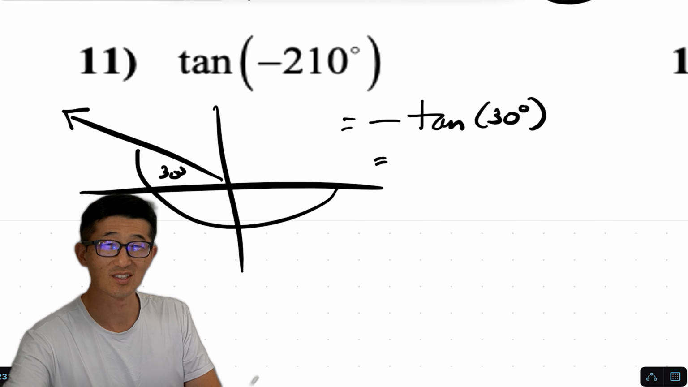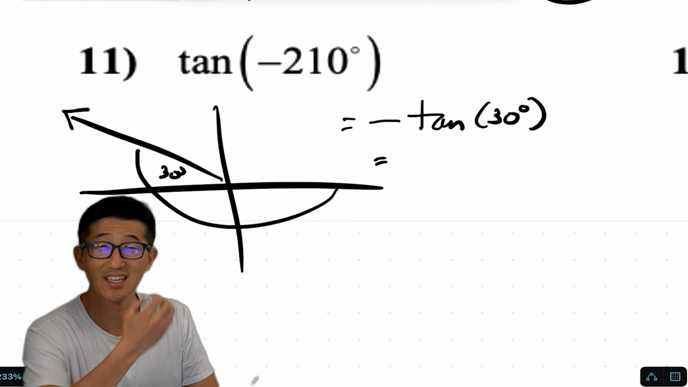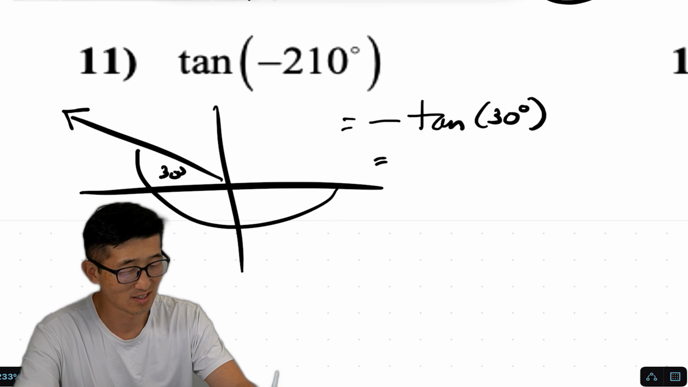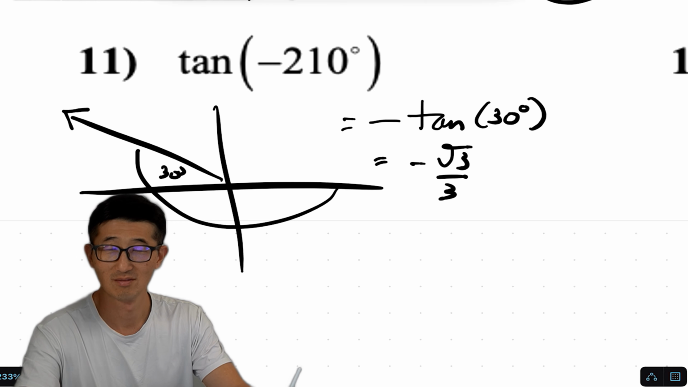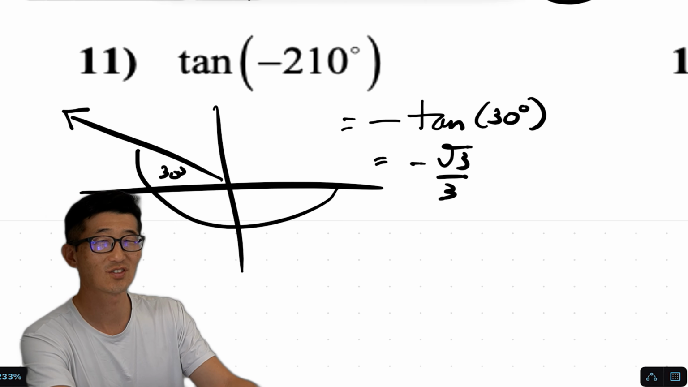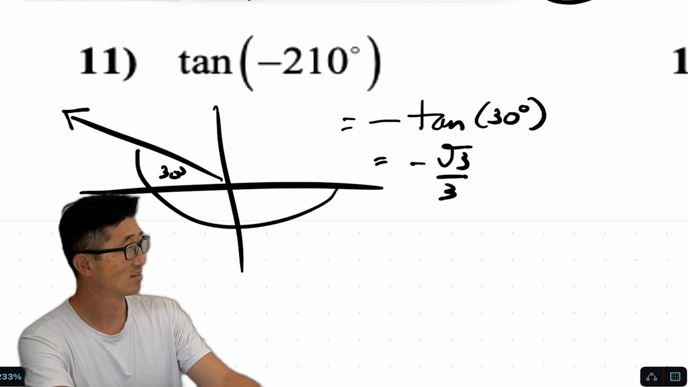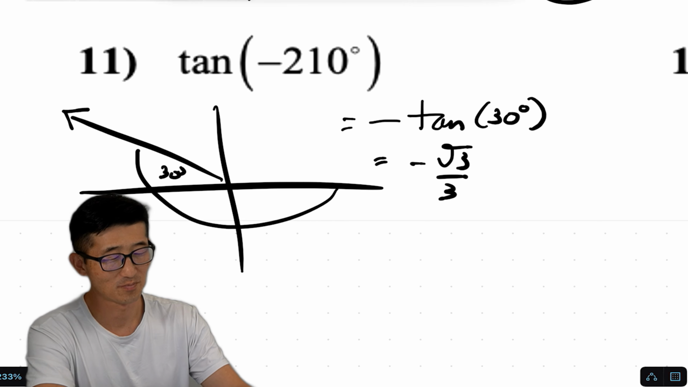Alexa just answered, what's tangent of 30? She said, rad 3 over 3. Nice. Alexa, what's tangent of 30 degrees? Oh, she's giving the decimal approximation.